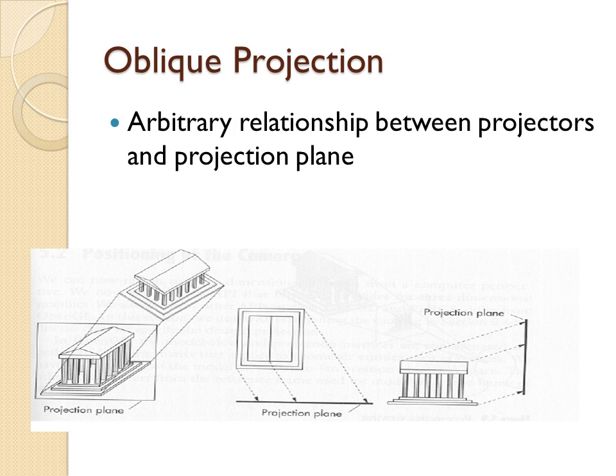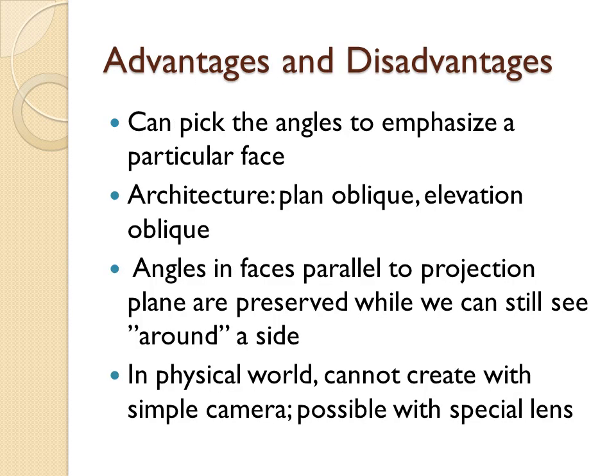That is, the direction of the projection line along which the object points are projected is not perpendicular to the view plane. Oblique parallel projections are commonly used in industrial drawing, but are not very suitable for working drawings. You can see various examples of the oblique projection on the screen. Here the lines are not perpendicular to the view plane, however they are inclined by some angle. We can pick the angles to emphasize a particular face. Plan oblique and elevation oblique can be obtained.